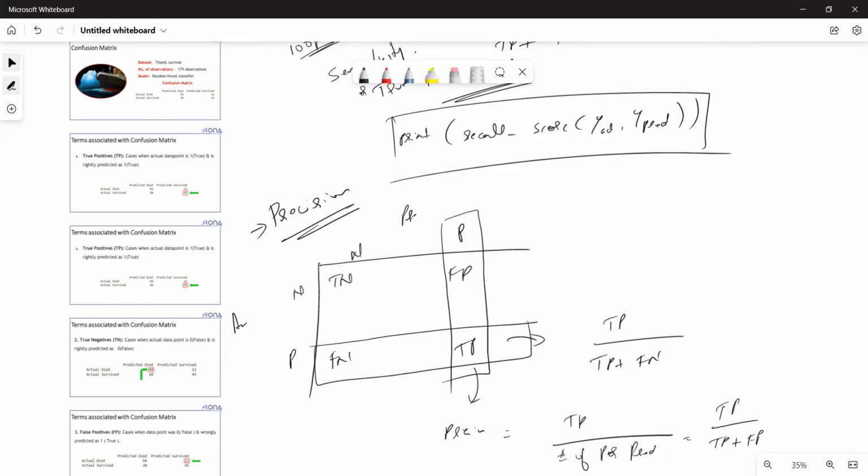If the algorithm says 100 defaulters, how many will actually default? If the algorithm says 100 defaulters, how many will actually default? This is the meaning of precision.